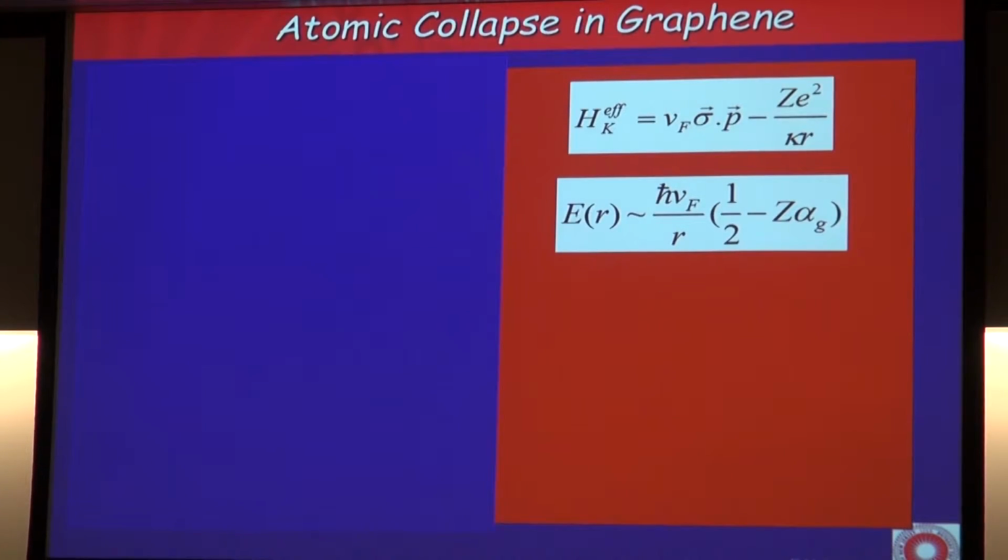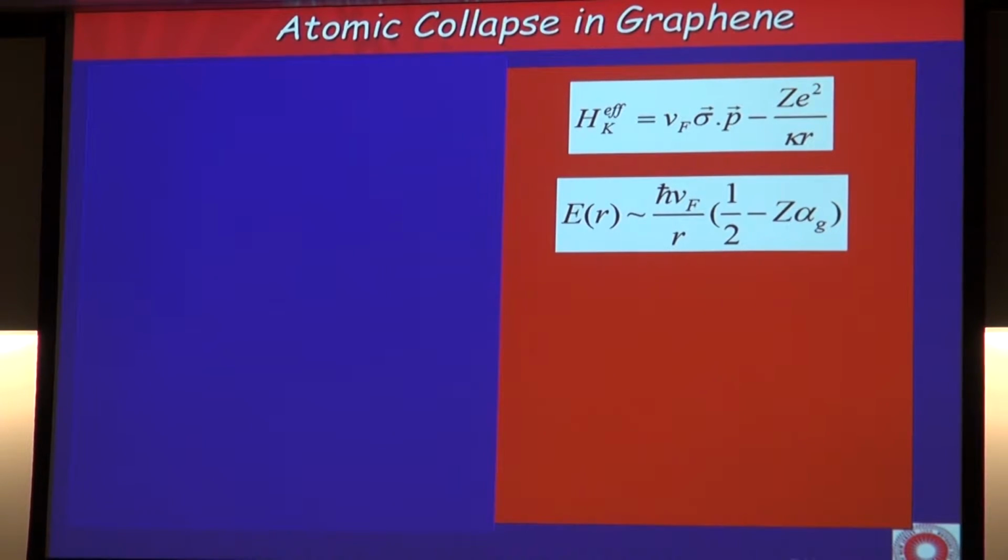So let's go to graphene. If you take the same problem, another few lines of algebra, you take the mass to 0 and the velocity to the Fermi velocity, the dependence of the energy on distance looks like this.